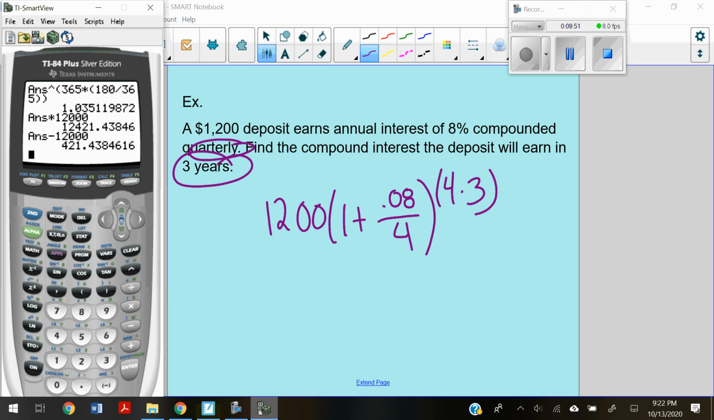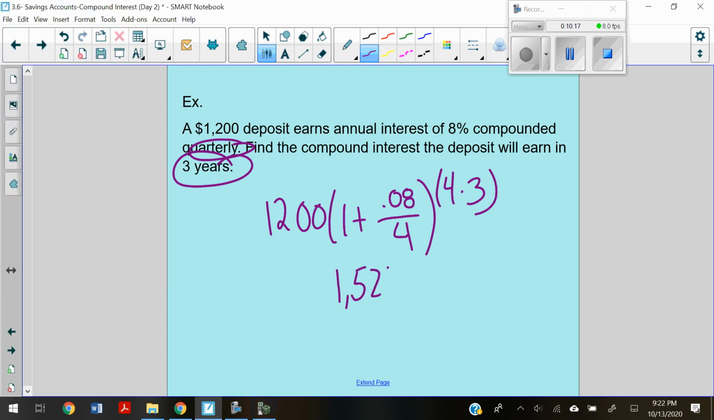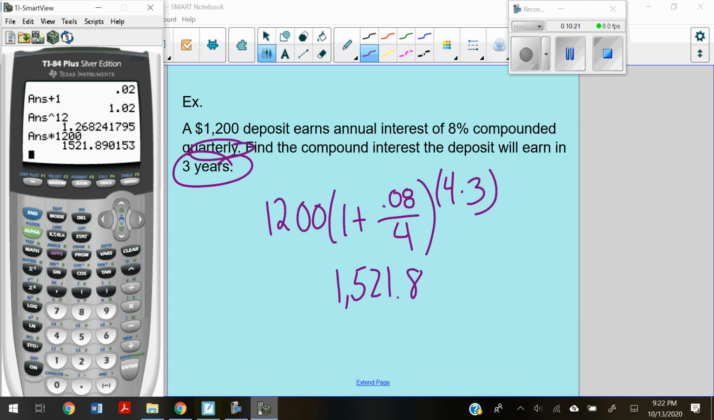All right, grab our calculators. We're going to take 0.08, divide by 4, add that to 1, take it to, 4 times 3, I can write as 12, and times that by 1,200. All right, so we get $1,521.89. Ooh, did I say 80? Yeah, 89 cents.